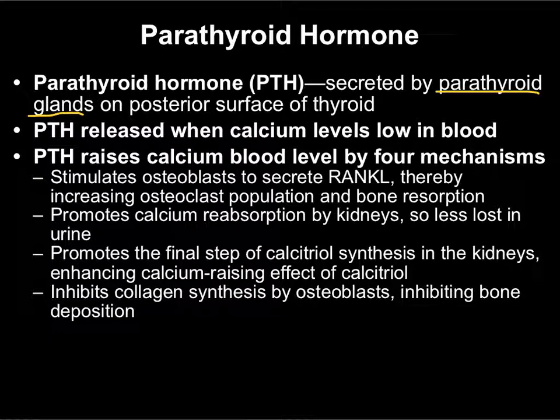Parathyroid hormone is released in response to low calcium levels in the blood. Its primary function is to raise blood calcium levels. It has 4 mechanisms by which it acts. And you are going to want to know all of these 4 mechanisms.